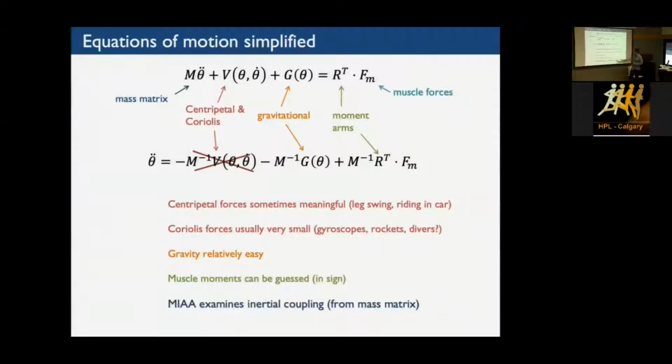Muscle-induced acceleration analysis is concerned with inertial coupling. And that comes from the mass matrix, which is this big M here. And okay, so that was the math. We can flush all of that.